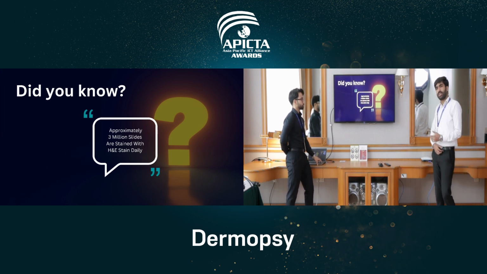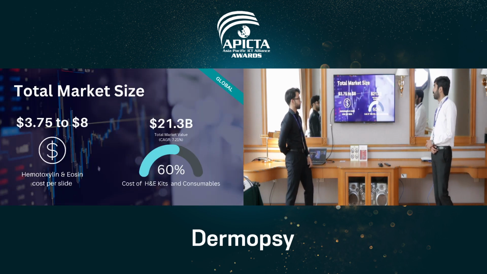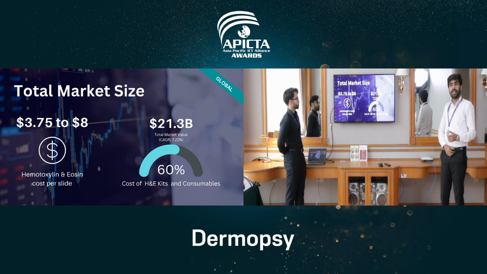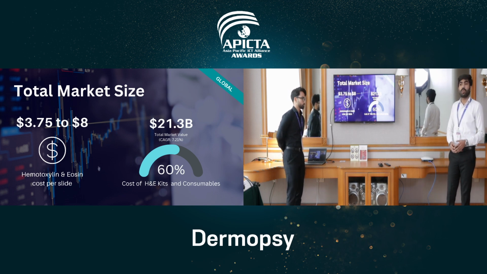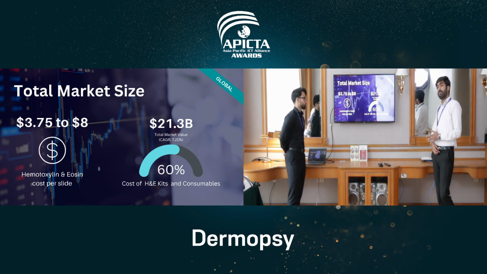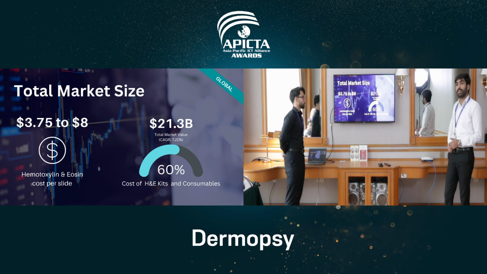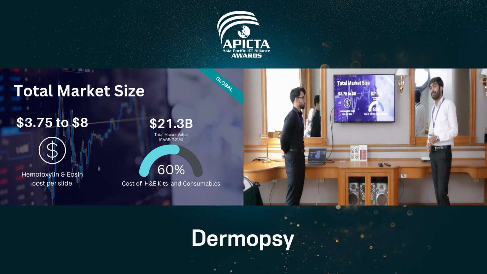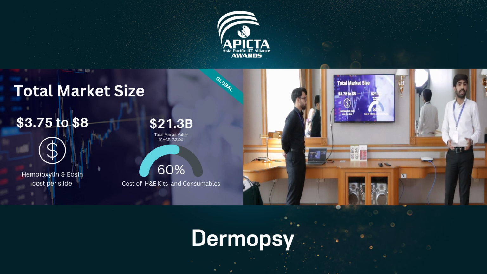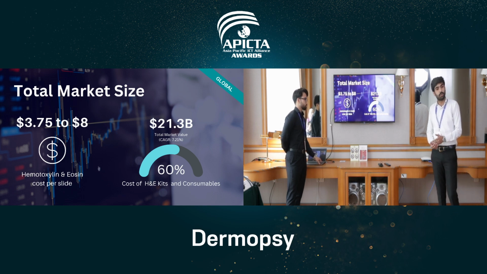daily. So this makes us think about the total market size. Well, the cost to stain each slide ranges from $3.75 to $8 depending upon the size of the slide. So the total market size globally is expected to reach $21.3 billion by the year 2032 with an annual growth rate of 7.21%. And 60% of this is the cost of the H&E kits and consumables used.